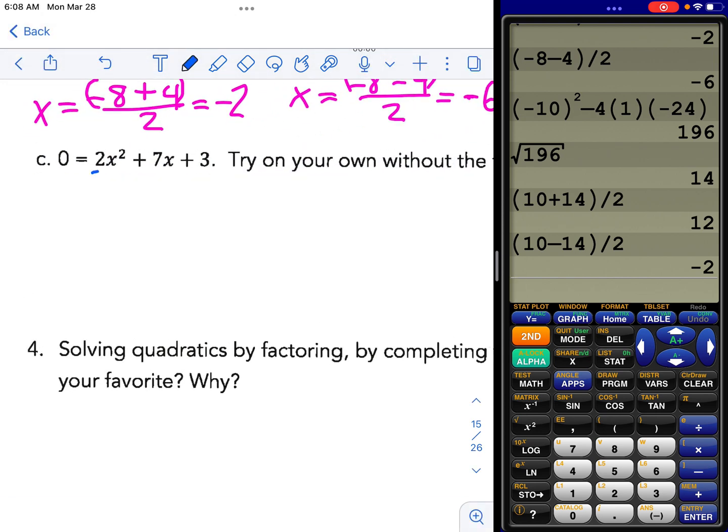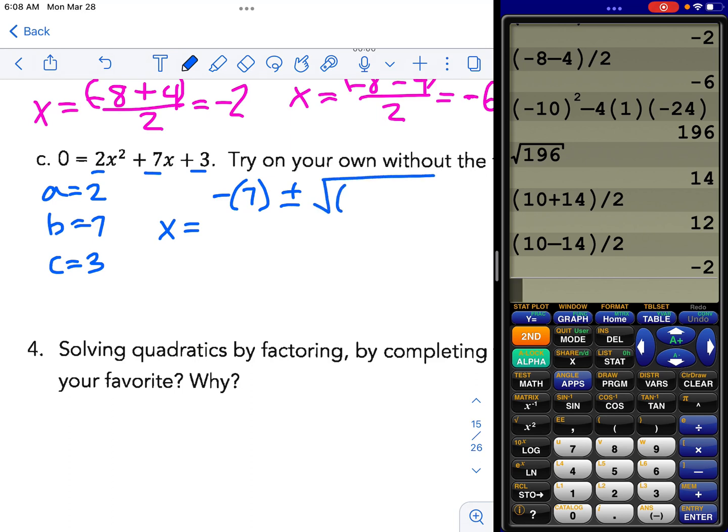So in C, here's my A. My A is equal to 2. My B is equal to 7. My C is equal to 3. I'm going to do a quick pause here. Yes, they're all positive. Didn't miss a minus sign anywhere. And then I'm going to go ahead and set up my quadratic formula. So opposite of B plus or minus the square root of B squared, 7 squared, minus 4 times A, which is 2, times C, which is 3, all over 2 times A, which is 2.